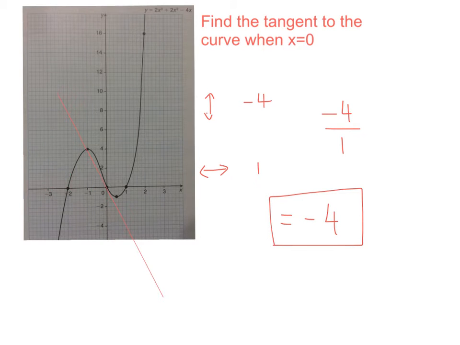So key steps to go through: draw a line so it's just touching the curve. That's probably the most tricky part. Identify places where your line crosses the graph paper, how far along we've gone, and how far up or down we've gone. Then difference in y divided by difference in x.